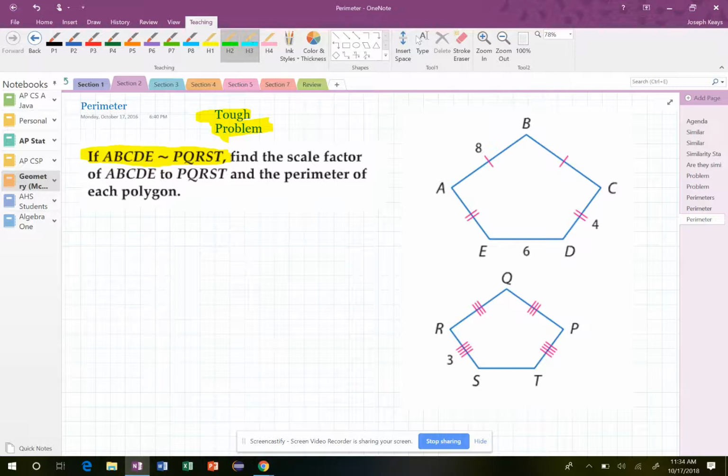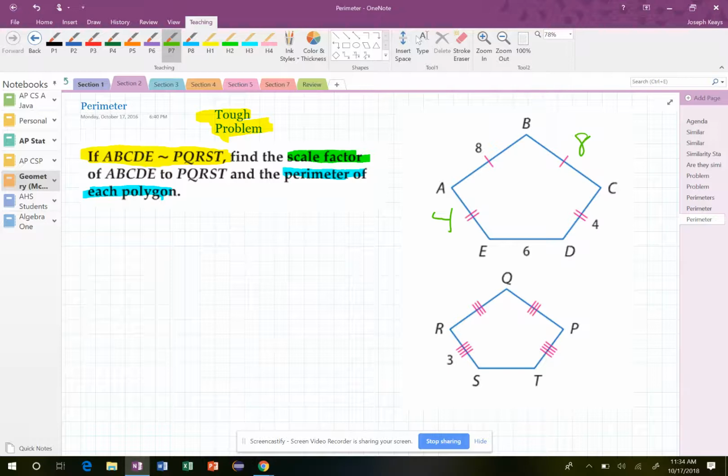And just like the previous problem, we have to find the scale factor between these two shapes, and we're going to find the perimeter of each polygon. So the same instructions as the previous one. Before we get started here, try to notate that we have a bunch of tick marks in these shapes. So this is pretty foundational. If that one's 8, then this one better be 8. If that one's 4, that one's 4. In fact, shoot, I can find the perimeter of that one right there if I had to.